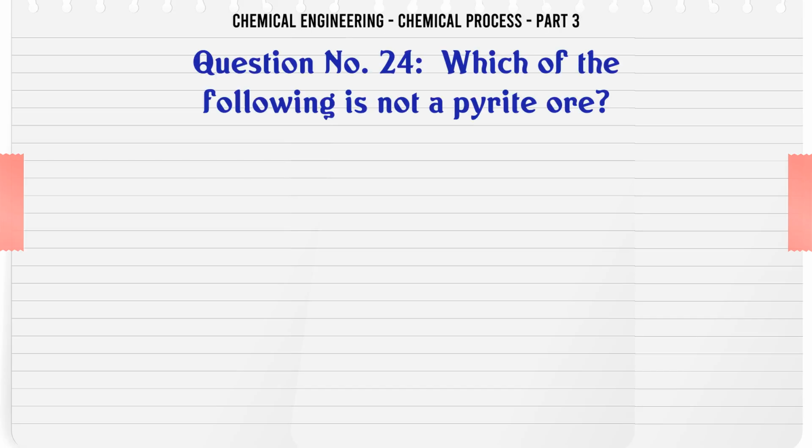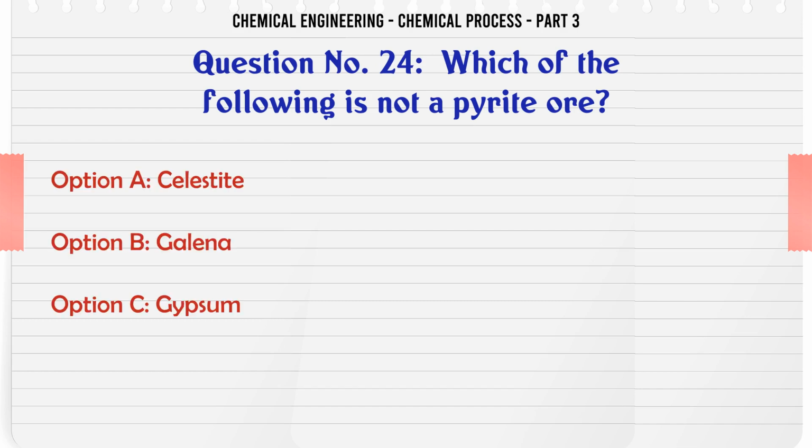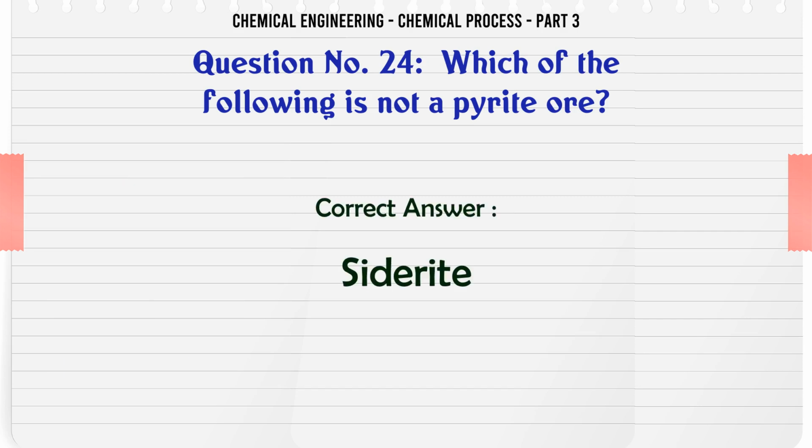Which of the following is not a pyrite? A. Celestite, B. Galena, C. Gypsum, D. Siderite. The correct answer is siderite.